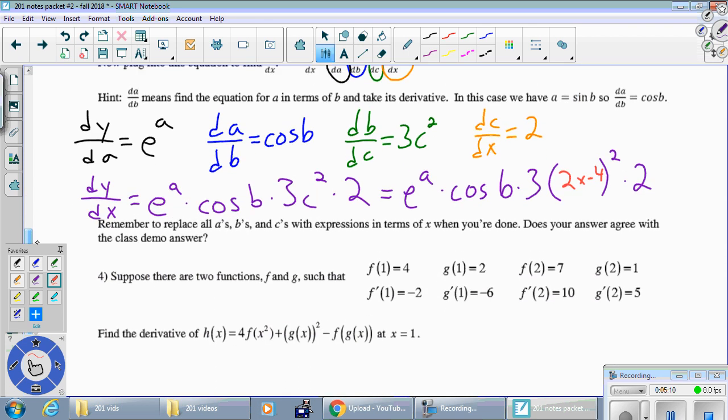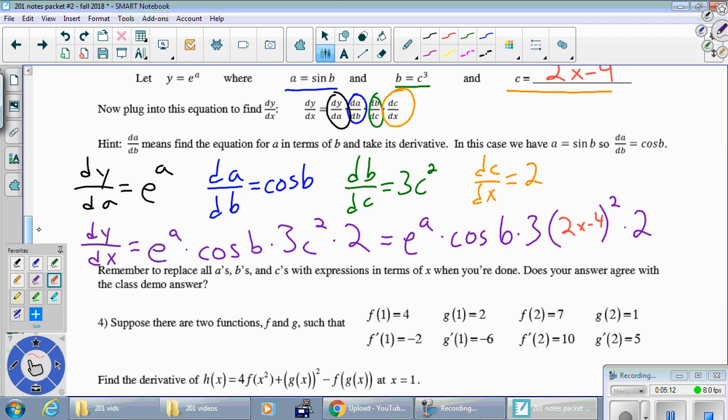Okay, I think I still want some of that on the page. There we go. Okay, now I'm going to replace the b. So according to this definition, b is c cubed, but again, c is this over here. So really b is equal to 2x minus 4 cubed. So that's what we're going to put right here for this b.